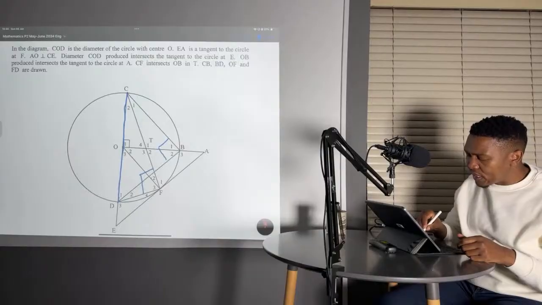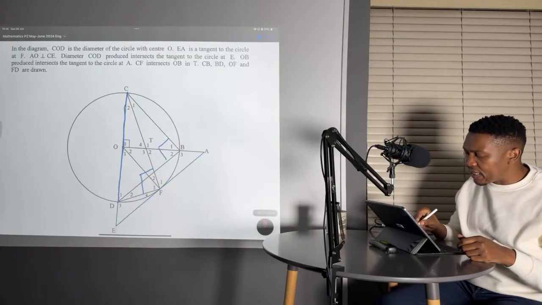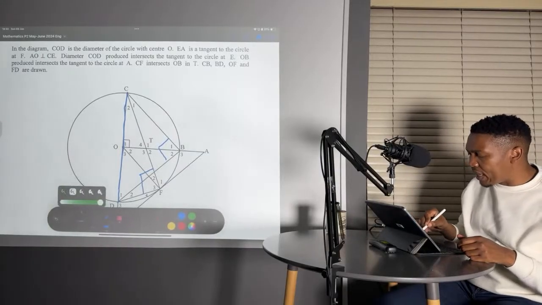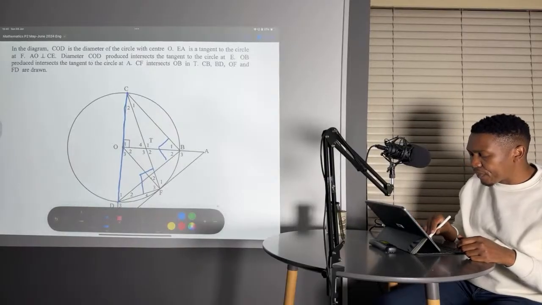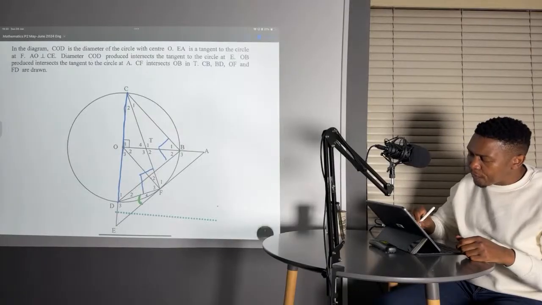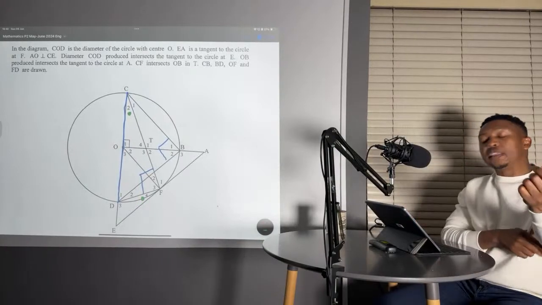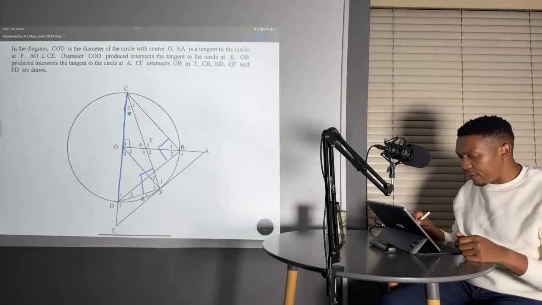They also tell us that EA is a tangent to the circle at F. So there's our tangent over there. So automatically that means that there is a tan-chord theorem that we can apply. Let's see, also tan perpendicular to radius. So if I look at this, angle F4 should be equal to angle C2. Those two should be equal. That's the tan-chord theorem.